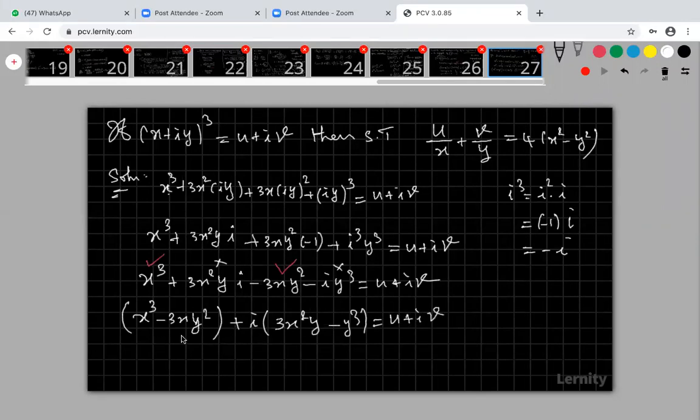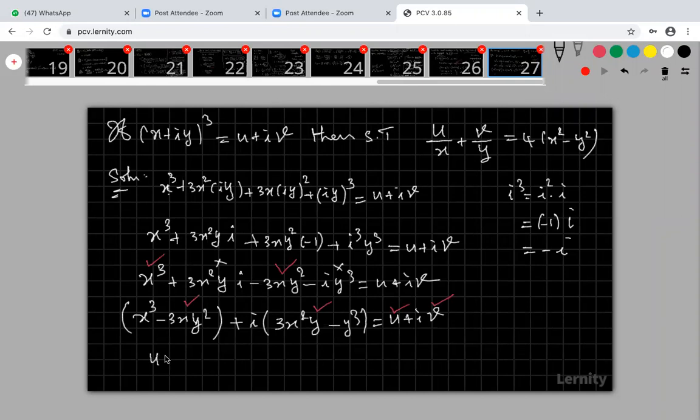Okay, now look at that. This is also in the form of u plus iv, a plus ib. Here also a plus ib. So therefore my real part and real part both are equal. Real and real are equal. Imaginary and imaginary are equal. Okay, so therefore compare that.